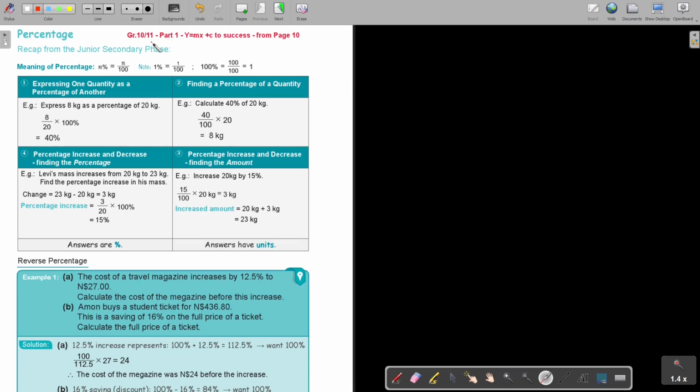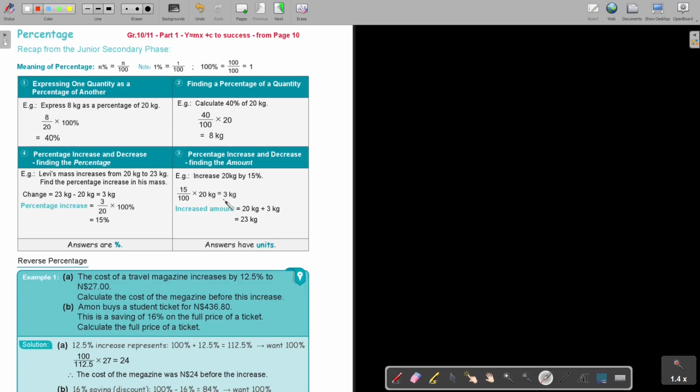What is the meaning of percentage? If it's n%, it means n out of 100. It's a fraction out of 100. So if it's 1%, it's 1 out of 100. And if it's 100%, it's 100 over 100, which represents the whole number 1. Now, in this video, I'm mostly going to concentrate on reverse percentage because that is the more challenging one. But I will include some of this also.